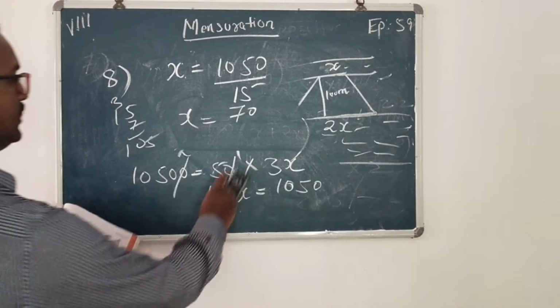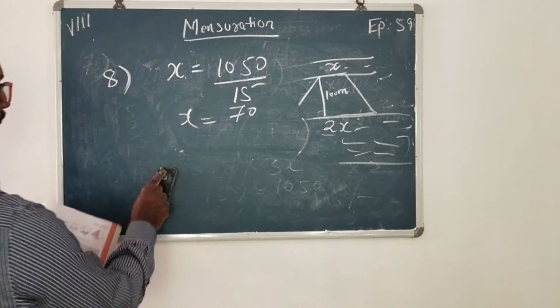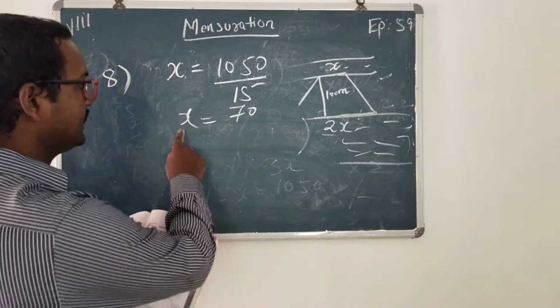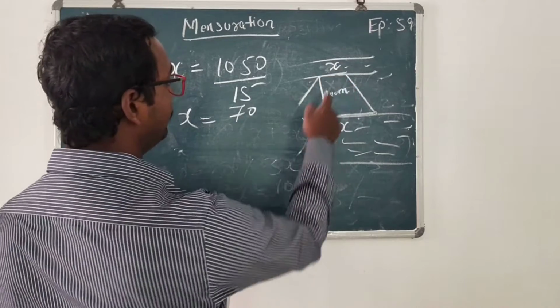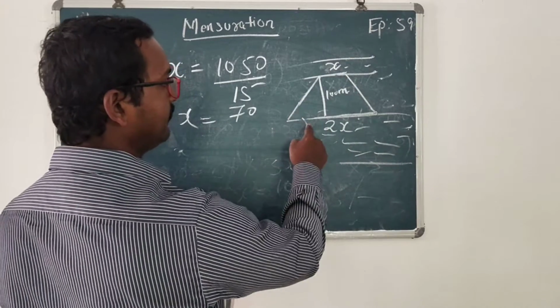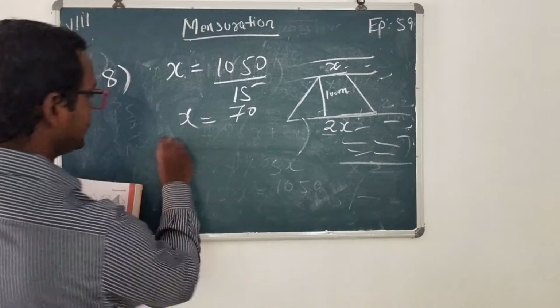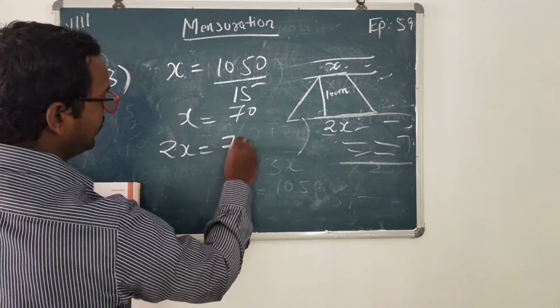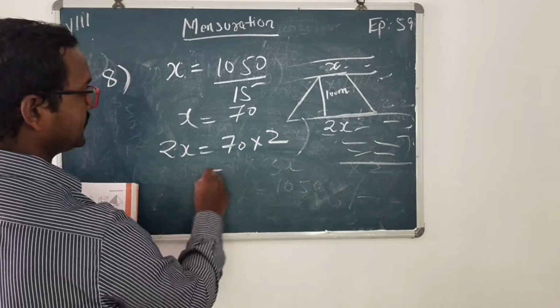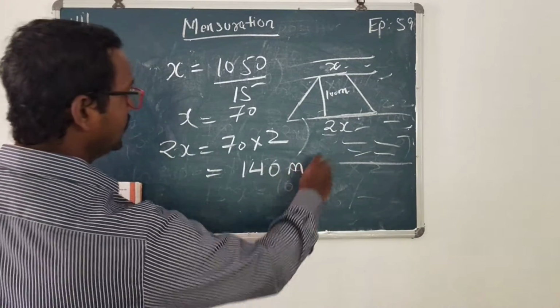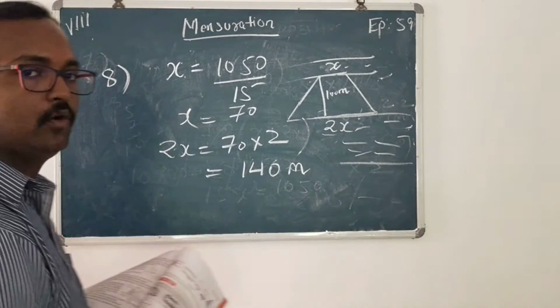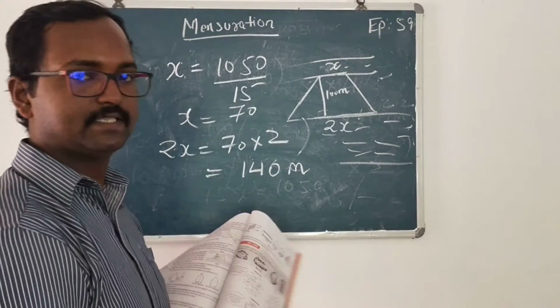x is 70. We have considered x as the length along the road. Length along the road is this, which is 70. We have to find the length along the river, which is 2x. So 2x is 70 into 2, which is 140 meter. So this length along the river is 140 meter. So this is our answer.